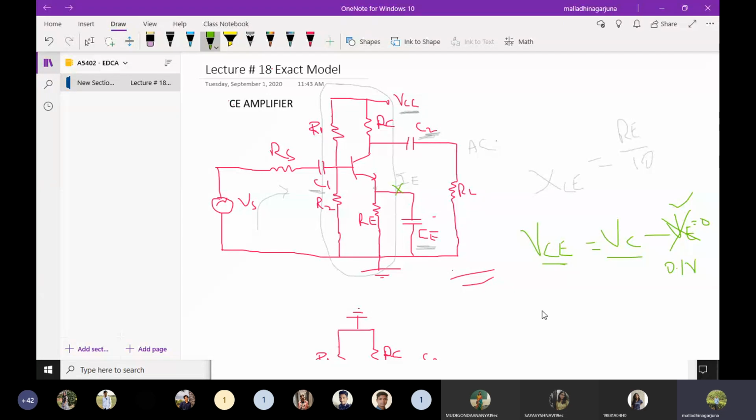Is it clear? So this bypass capacitor always needs to be added in the CE amplifier in order to avoid the voltage drop across RE, and it improves your output voltage. The major advantage of the bypass capacitor is that it avoids the voltage drop across RE and improves your voltage gain. If output voltage increases, automatically we can say the voltage gain increases. Is it clear?